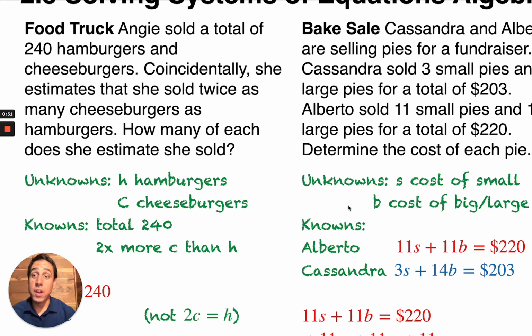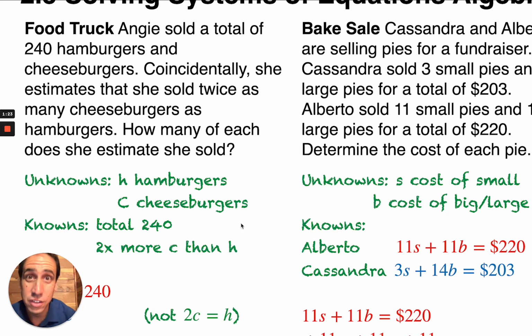It's going to be incredibly important that we write our unknowns and our knowns because we have to create equations. We have to figure out how these equations work with each other. So what don't we know? What we don't know is always found by looking at the question mark right here. How many of each does she estimate she sold? Each what? How many of each, like hamburgers and cheeseburgers. So our unknowns are H, hamburgers, and C, cheeseburgers. Great. Write it out.